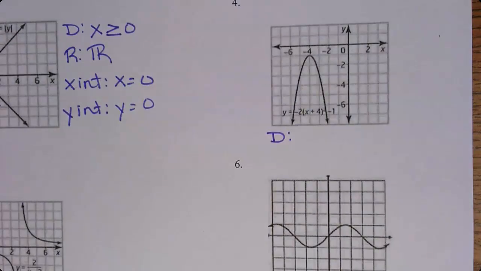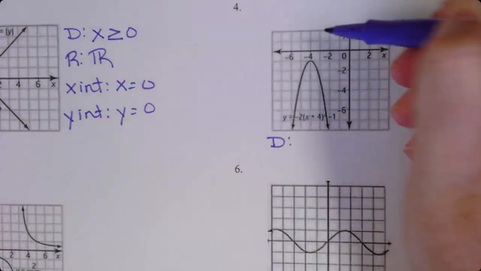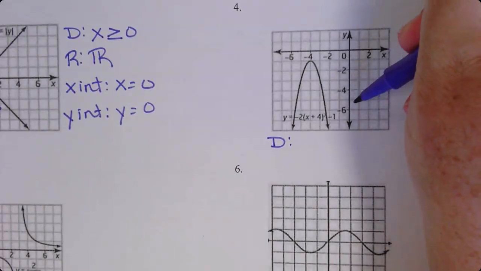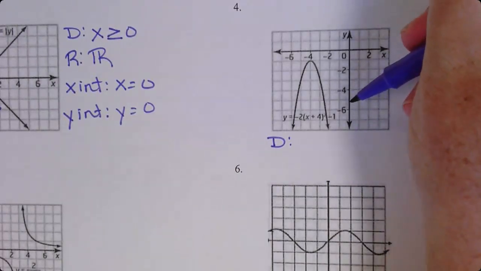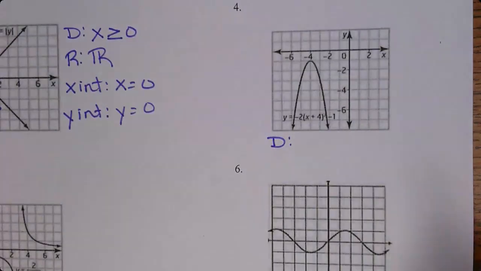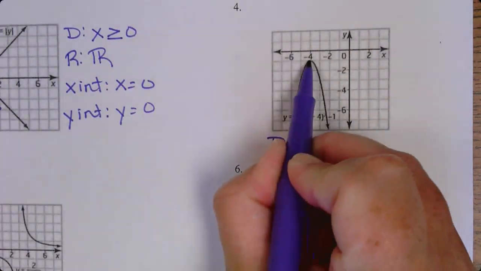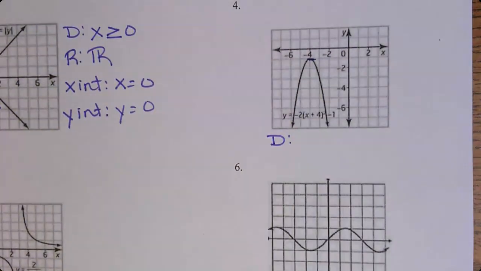Ooh, fun one here. Domain. So x values. Am I touching all of the negative x values? And if you said no, you're correct. So the question is, what is the highest point? Where do I stop? And the answer here is, oh, I am so sorry.